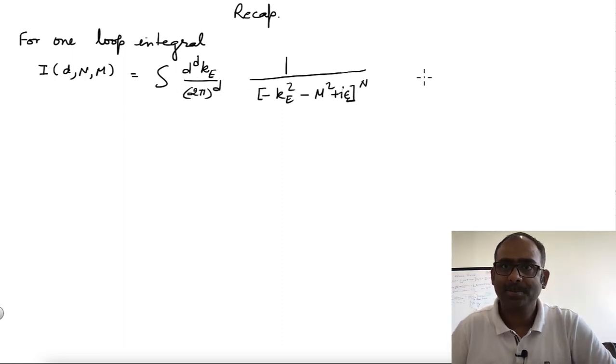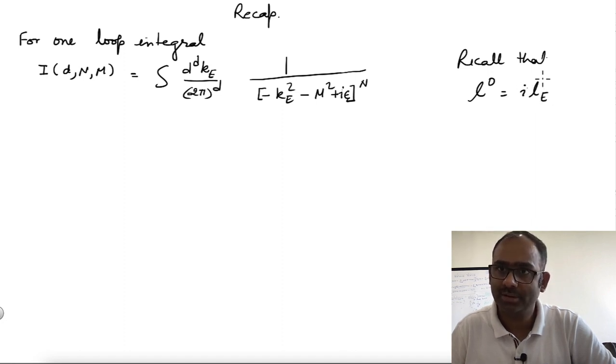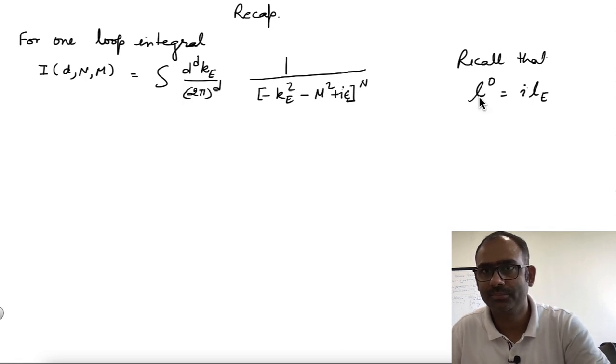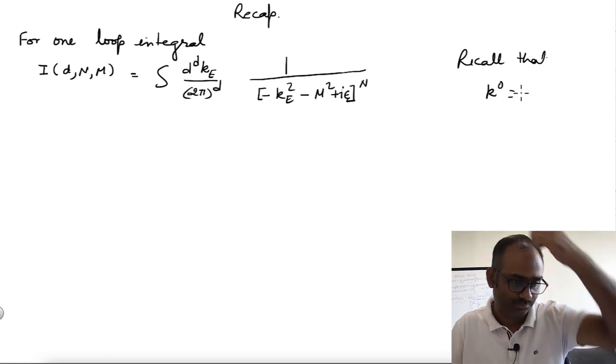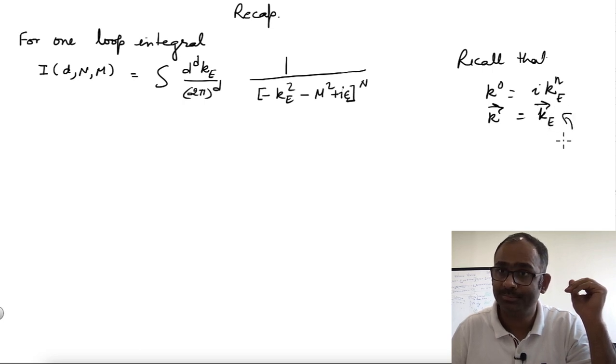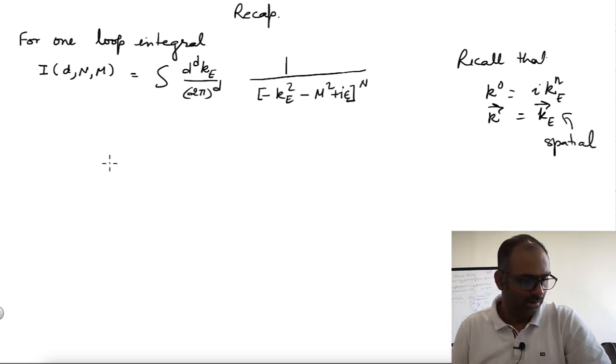Okay, and also recall that k^0 was i times k_E^n, that is the nth component. So the zeroth component in the Minkowski space, we call it the nth component of the vector k Euclidean. And the remaining spatial components, they are identical. So the spatial components of the Euclidean vector k are the same on both sides. I should be writing k, not l. These are the spatial components.